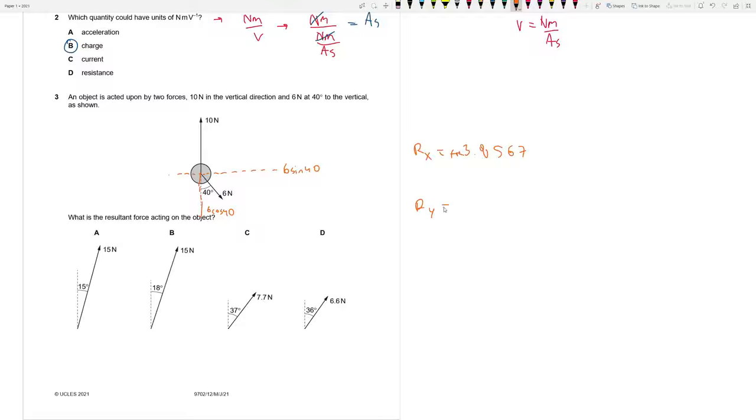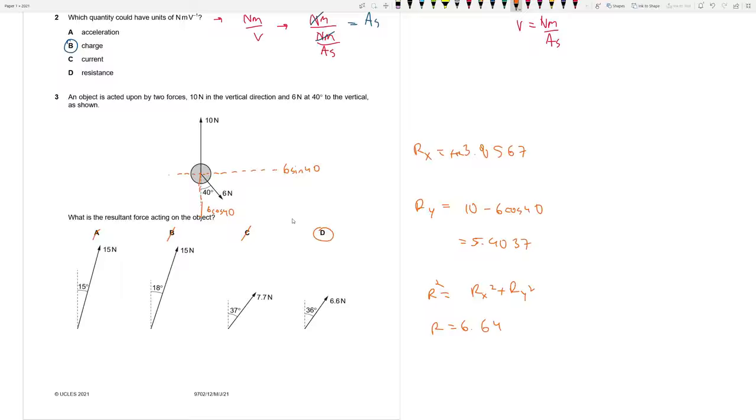What about the resultant y? It's 10 minus 6 cos 40. That gives us a value of 5.4037. So let's find the resultant force now. The resultant squared is Ry squared plus Rx squared: 5.4037 squared plus 3.8567 squared, and taking the root gives R equal to 6.64. That's our answer. It should be D, 3D.